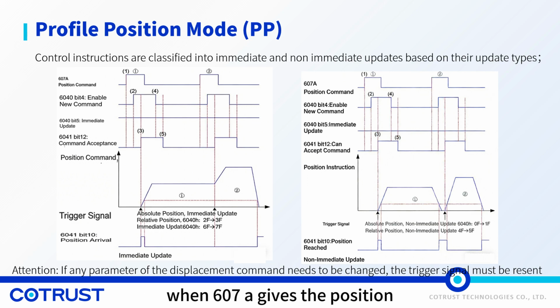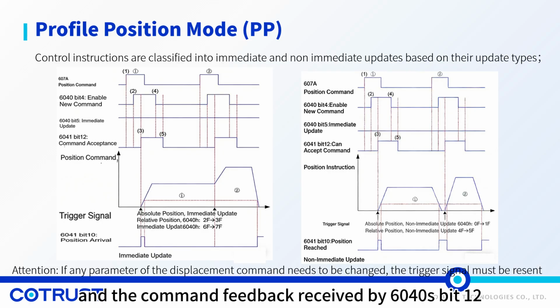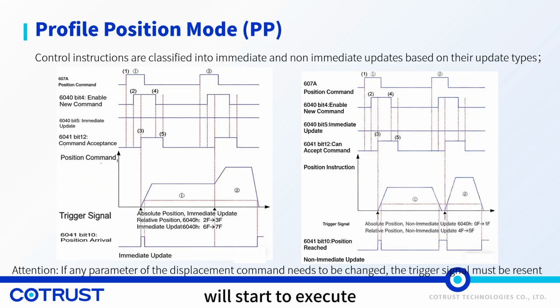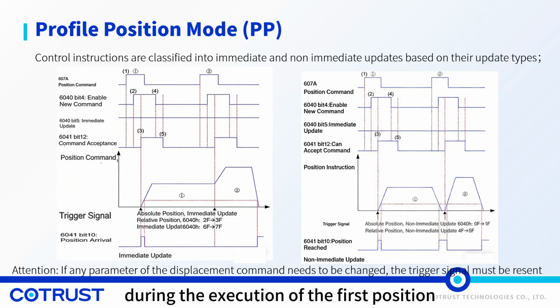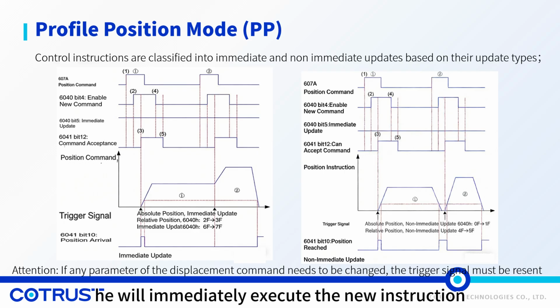When 607A gives the position, it needs to be triggered by 6040's bit 4, and the command feedback received by 6041's bit 12 will start to execute. Then 6040's bit 5 has always been 1. It is an immediate update command. During the execution of the first position, if a new position instruction is triggered, it will immediately execute the new instruction.